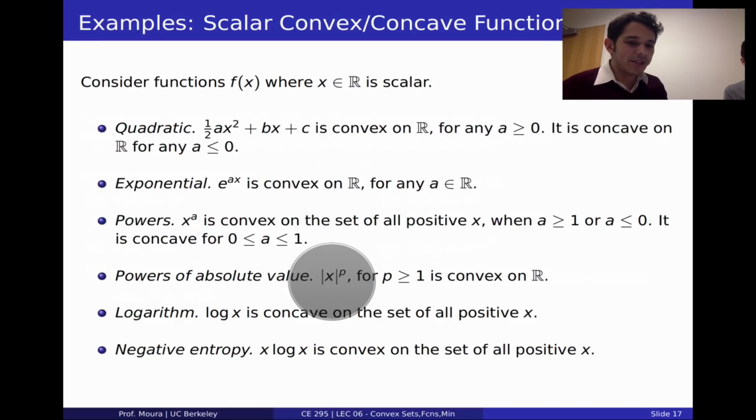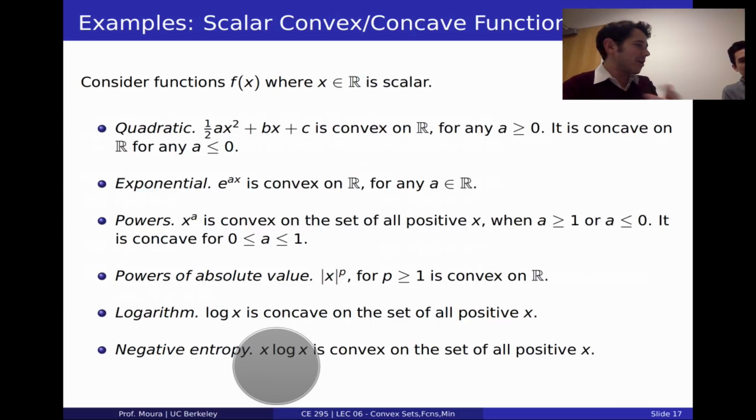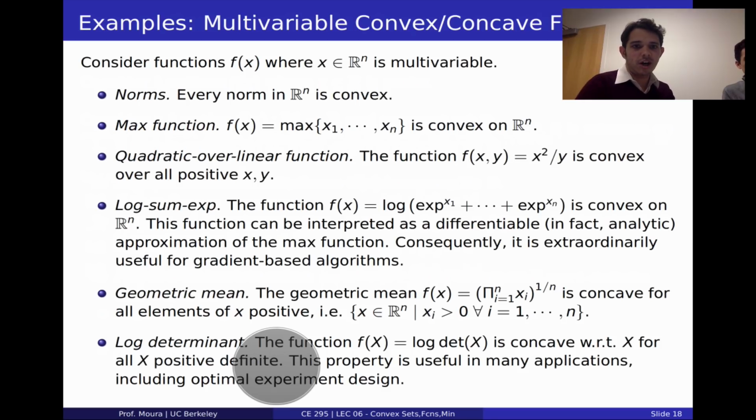Okay, there's a term called negative entropy. This comes up in applications of statistics. Turns out that that function is given by x log x. Turns out that you can prove, and I'll leave that as an exercise, that that's convex on the set of all positive x's. So basically these are exercises in just taking derivatives and seeing under what conditions the second derivative is positive or negative.